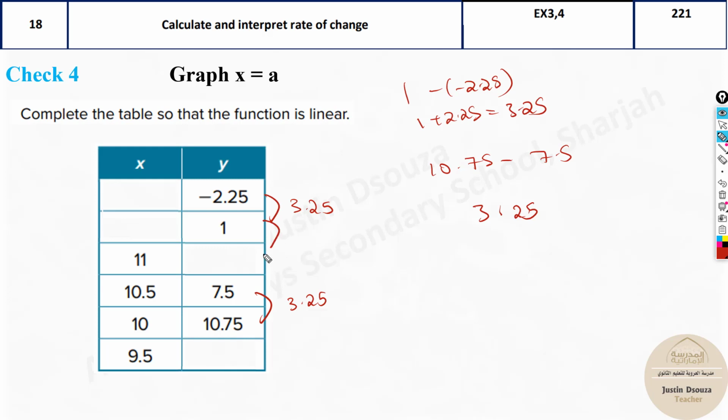Next term, what happens? It should be added by how much? 3.25. So this term, add 3.25, it will be 4.25.